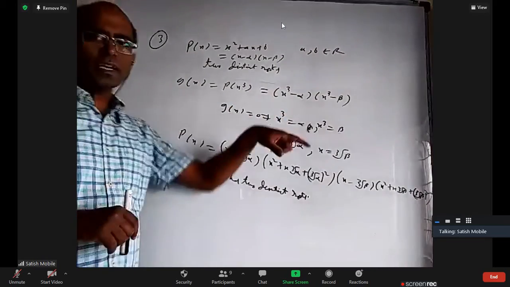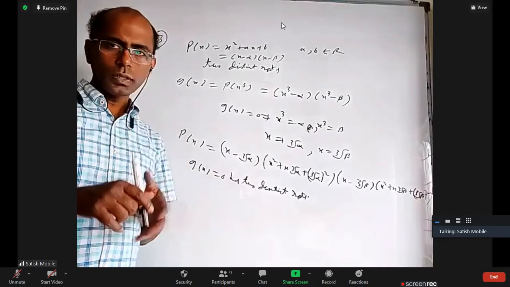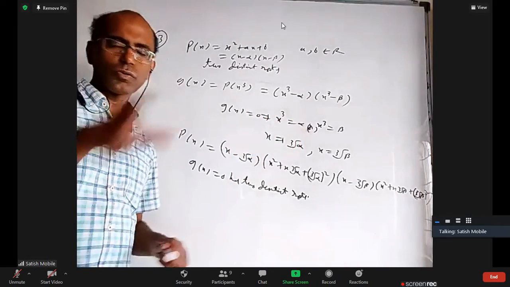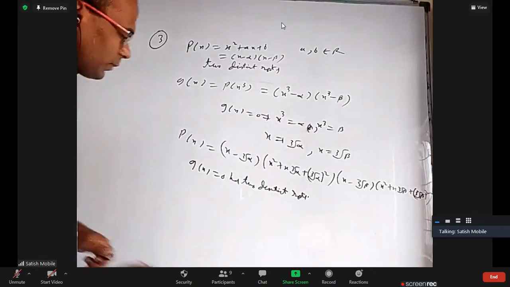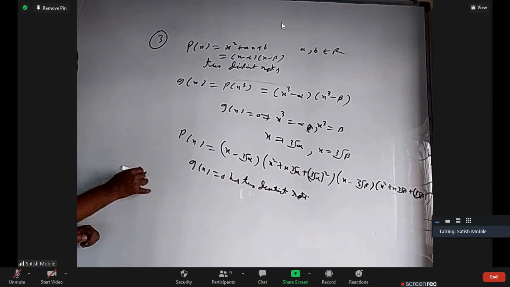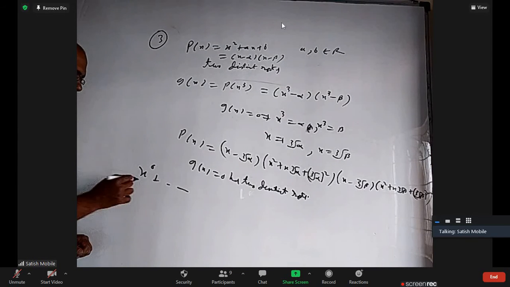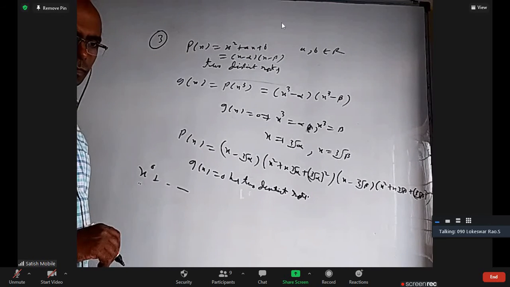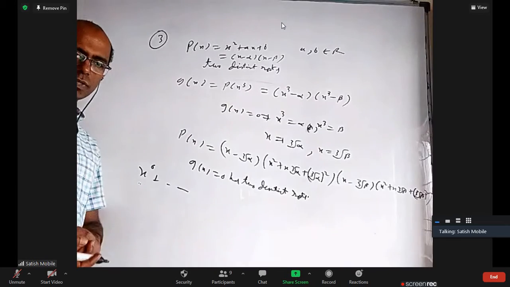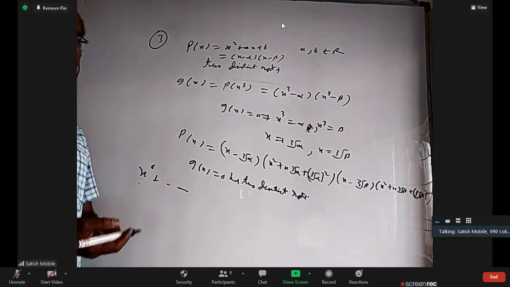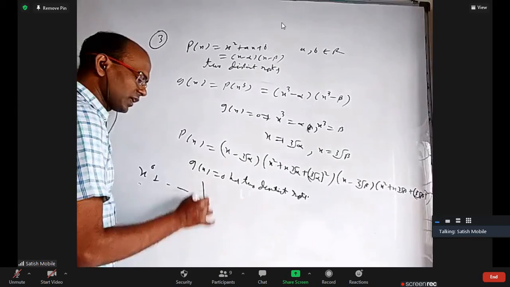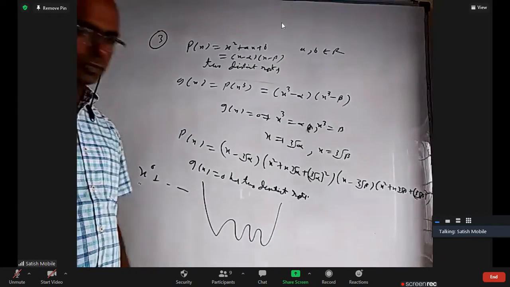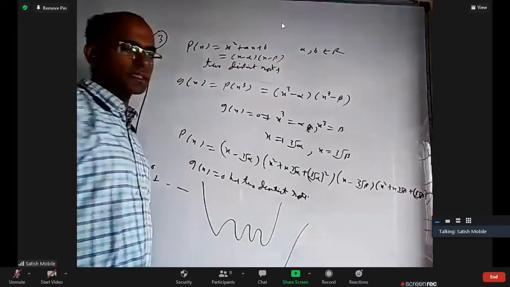Because in fact, any polynomial with even degree and positive leading coefficient will have a minimum value. Why? If you take x power 6 something something, at plus infinity, what is the limit of this? Infinity. At minus infinity, what is the limit? Plus infinity. So it starts with plus infinity, comes down, maybe oscillates many times and goes back, but it has a minimum value. If it is going from minus infinity to plus infinity, it will not have a minimum value.